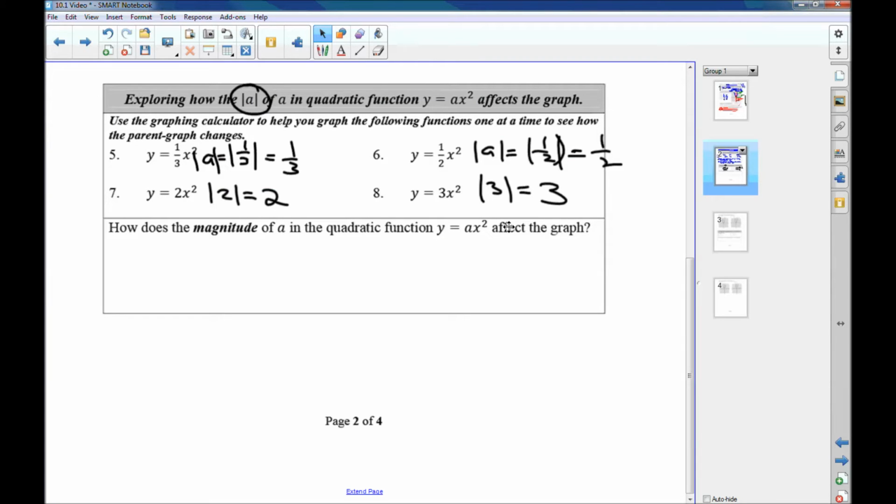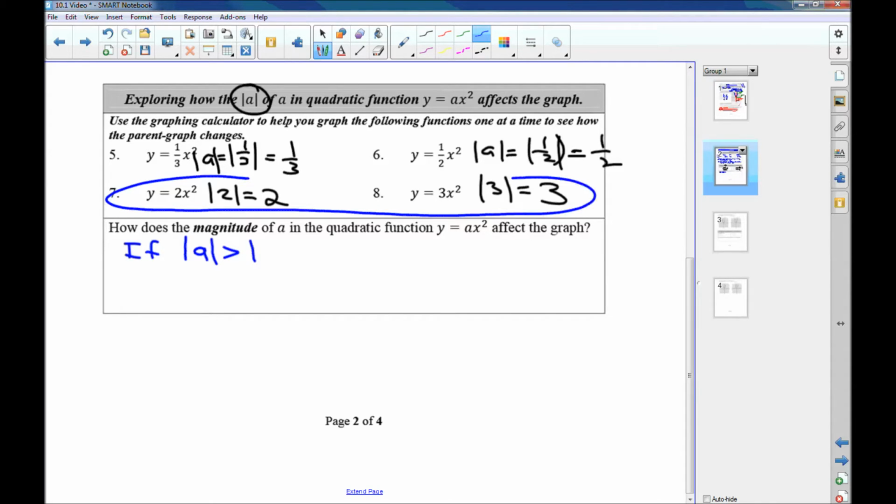How does the magnitude of a in the quadratic function y equals ax squared affect the graph? If the absolute value of a is equal to 1, we get our parent graph. But if it's greater than 1, what happened? This is like these guys, 2 and 3. When this happened, our graph got skinnier. So the parabola got thinner. And the math words for this is it had a vertical stretch.